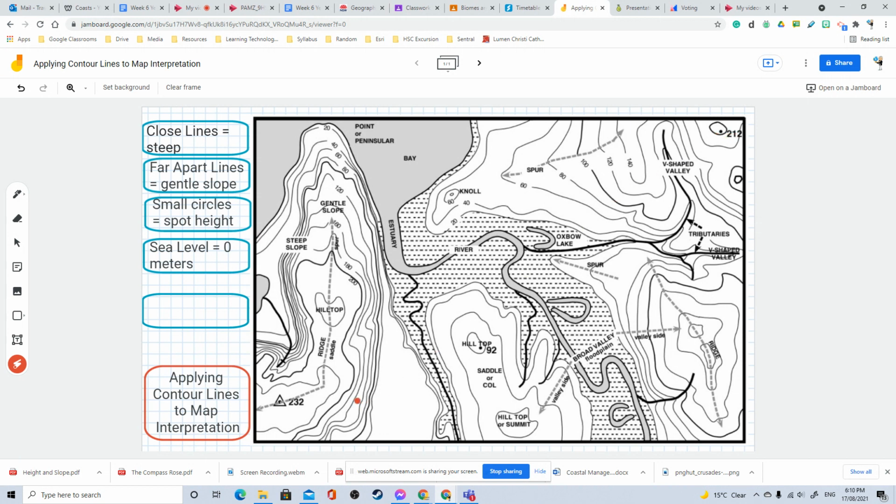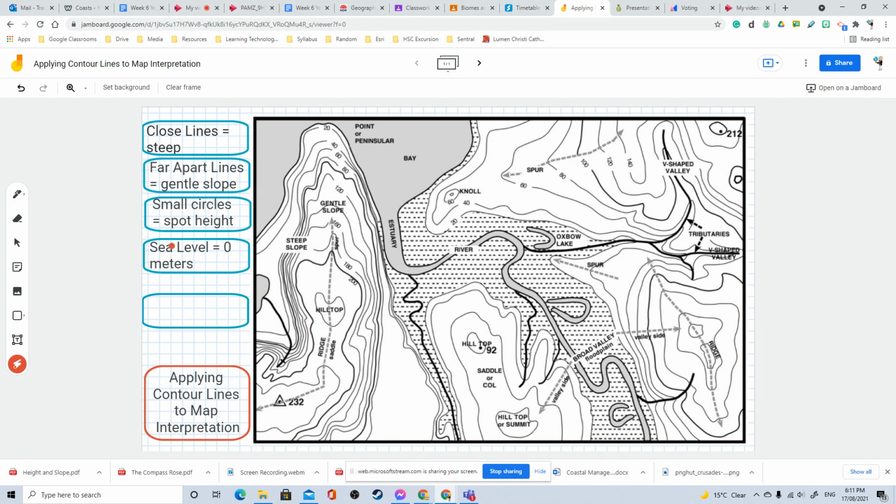And we even have a trig point on this map where we have the little dot, but it's got a triangle around it with the height of 232 meters. This should indicate to us that this is likely the highest point on the map. And I'm sure if we studied the map in more detail, we'd be able to work that out.